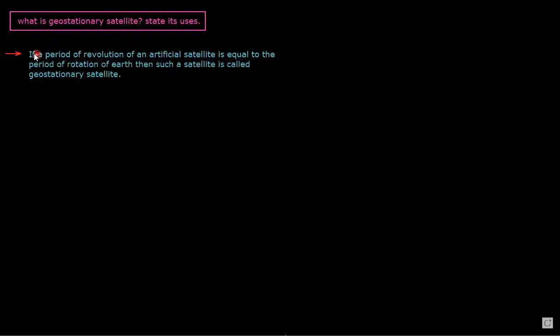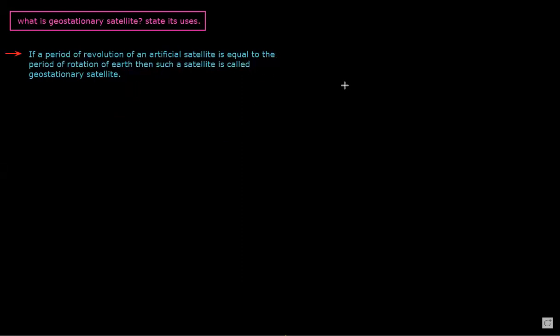What is the question? What is geostationary satellite? State its uses. So first of all, what you have to do, you have to define geostationary satellite. You have to mention its time period, and then you have to write some uses. Okay, let's see. Now, definition. If a period of revolution of an artificial satellite is equal to the period of rotation of Earth, then such a satellite is called geostationary satellite.